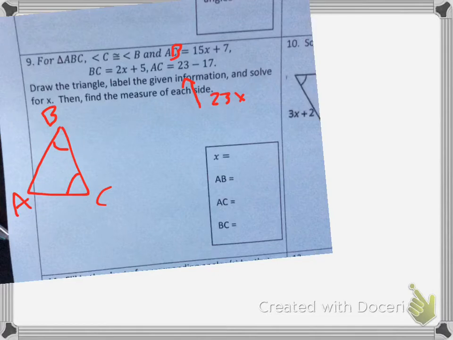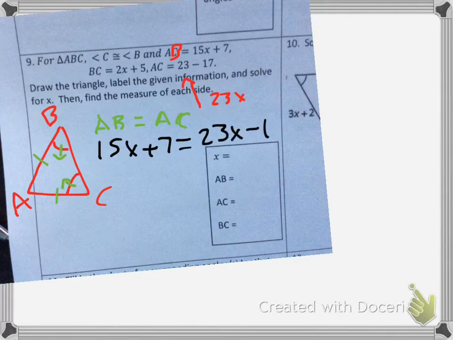And you can find the 2 congruent sides by adding tick marks to the angles and just drawing arrows. They point to the 2 congruent sides. So the 2 congruent sides here are AB and then AC. So AB is equal to AC. Therefore, I can actually create an equation from this to solve for x. So AB was 15x plus 7, and that's equal to AC, which is 23x minus 17.